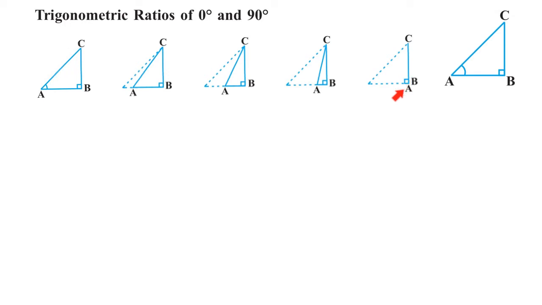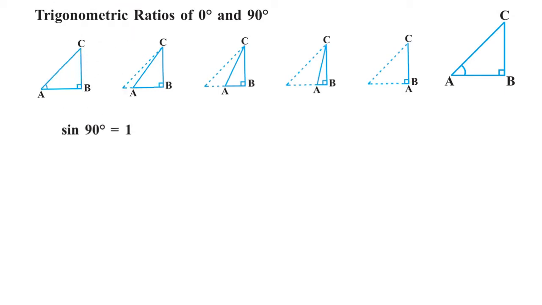Now can you figure out what sine 90 is? Sine is nothing but BC over AC. Now in this case, when A is 90 degrees, BC and AC are equal. So sine 90 is going to be equal to 1.